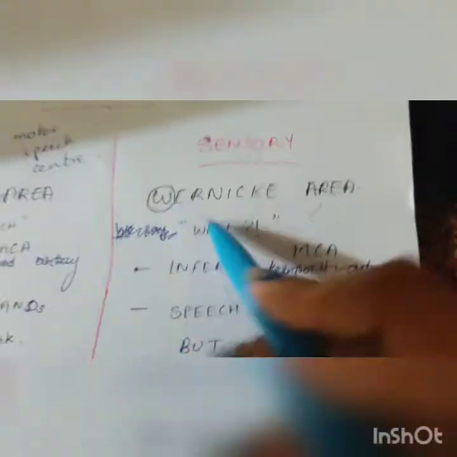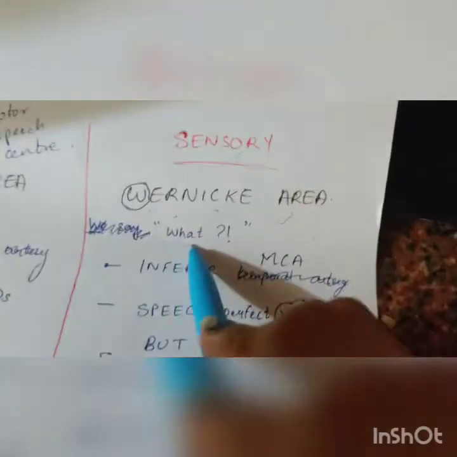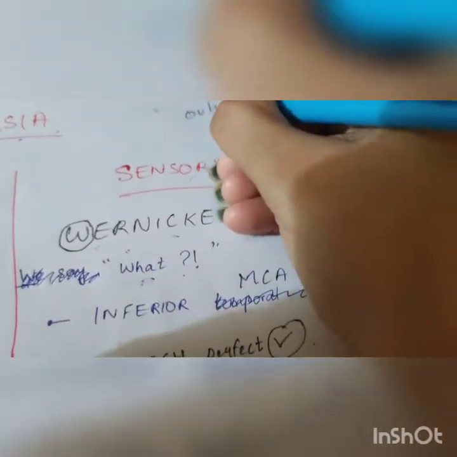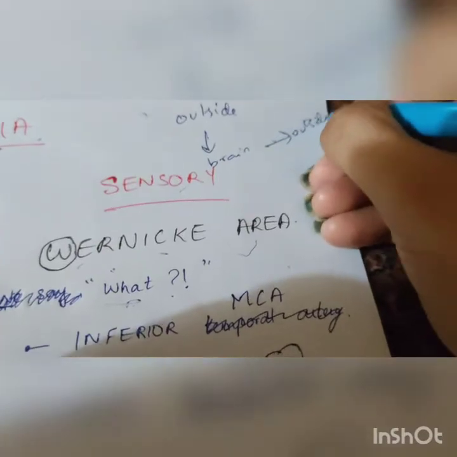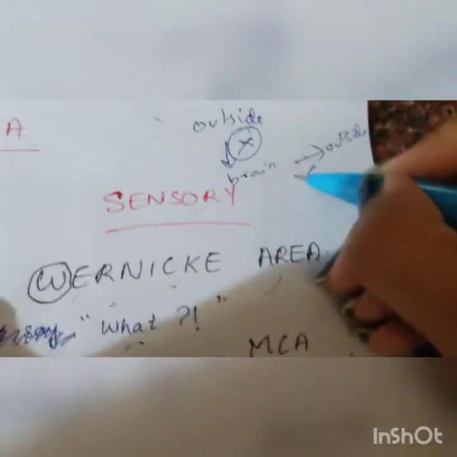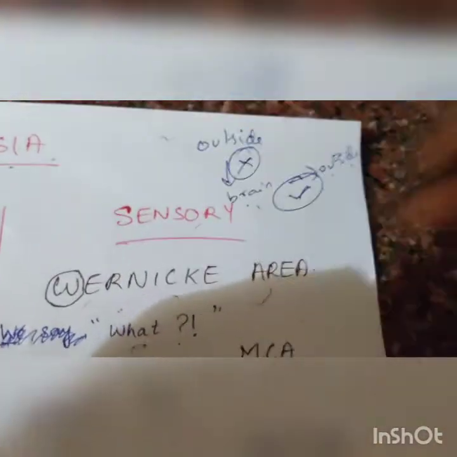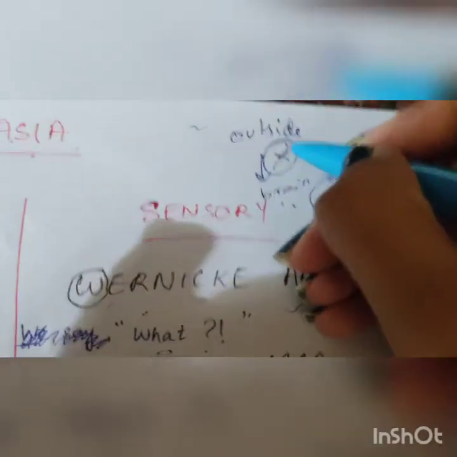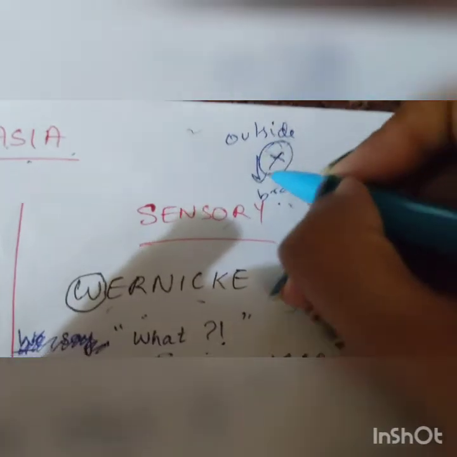Similarly, for Wernicke's area, just the way you remembered Broca's with broken, you can remember Wernicke with what. So the patient now cannot understand. Outside to brain, and then back to outside. So his outside to brain, the sensations are gone, whereas his motor is intact. So he can say everything outside, but he cannot understand what I am telling you, because your sensations are disrupted. But you can speak well. Whatever you speak, you can speak well.